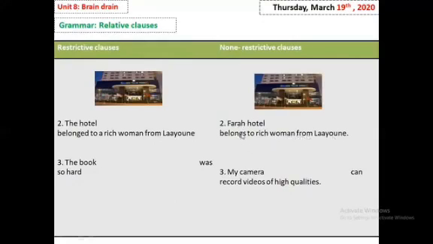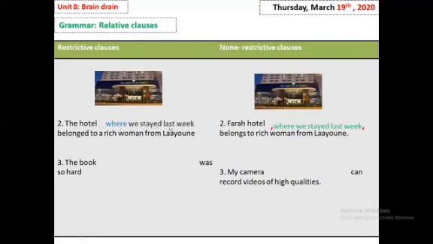Here you can say "belongs," the same verb, but look: Farah Hotel belongs to a rich woman from La'youn. So the sentence is clear. You know Farah Hotel, you know which hotel belongs to a rich woman. But when you say "the hotel belonged to a rich woman from La'youn," you are going to ask me which hotel, and then it's very necessary to add information.